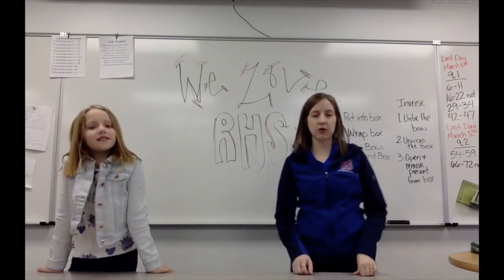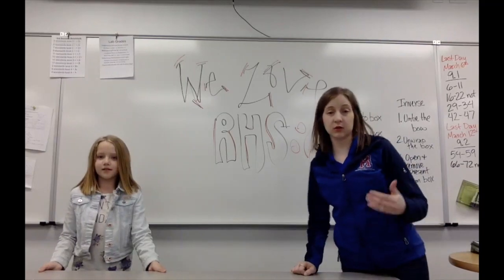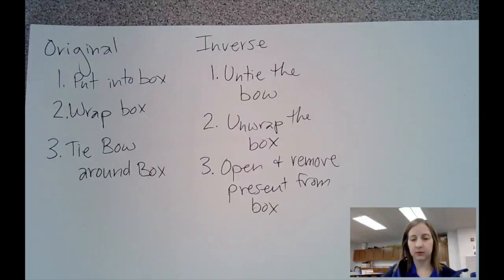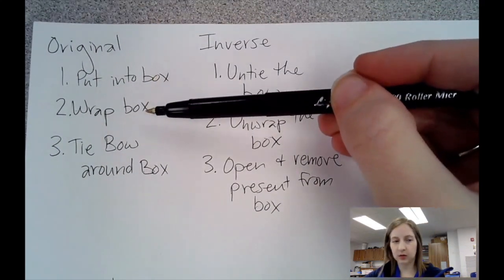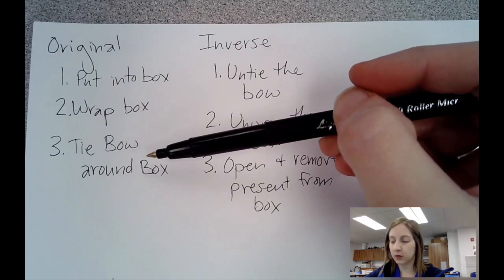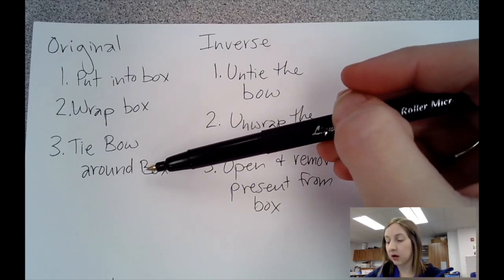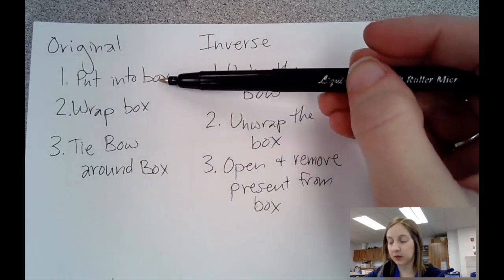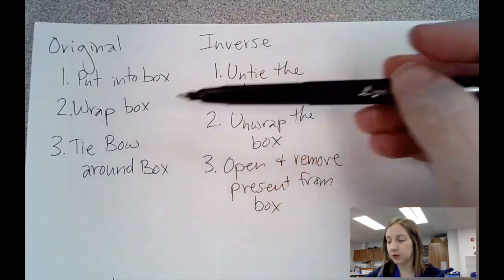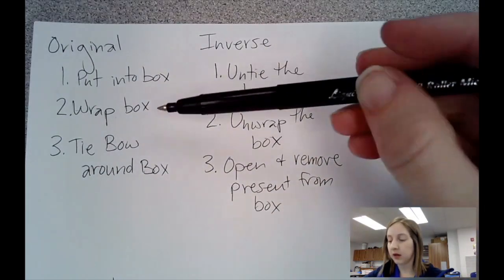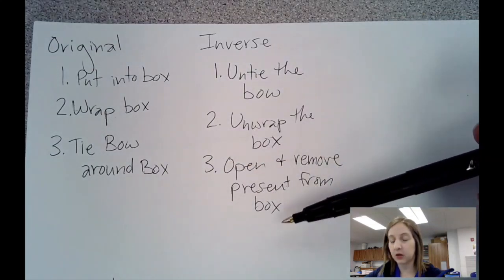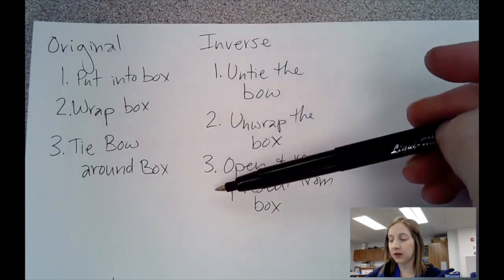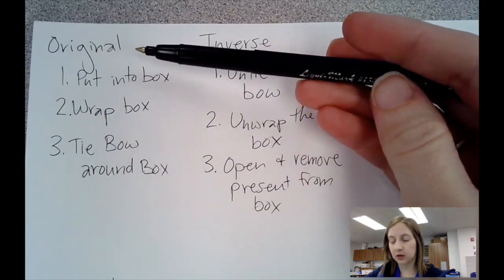Okay, so now let's try that with some equations, with some numbers, with some functions. All right, so just a quick review. We put the present in the box, then we wrapped the box, then we tied the bow around the box. Then to take the present back out, we didn't get to start by taking the present out of the box. We had to undo step 3 first, untie the bow, then unwrap the box, then we could undo step 1, open and remove present from box. So when we do the inverse, we undo everything in the opposite order than we did it in originally.